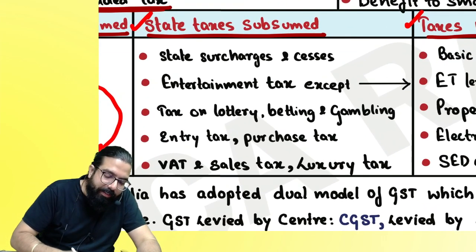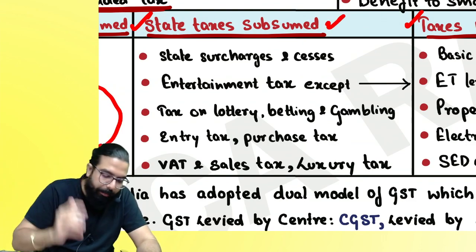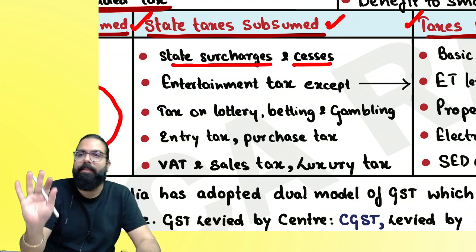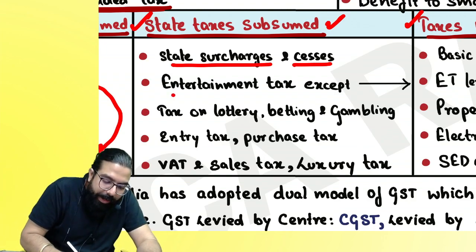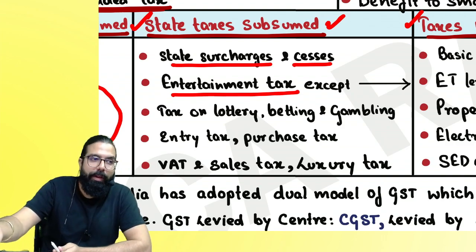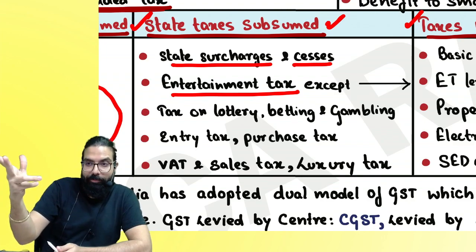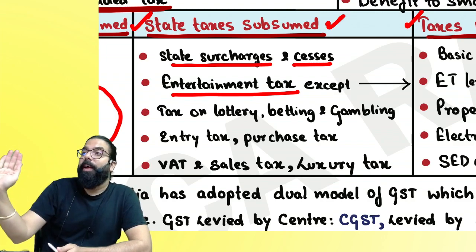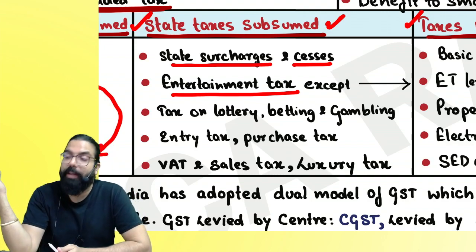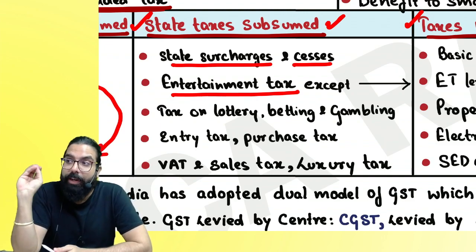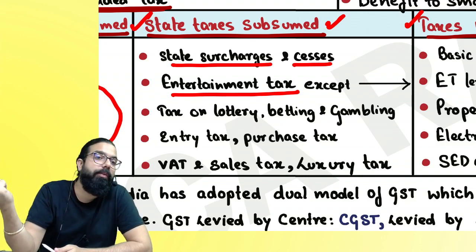Now, what are the state taxes subsumed? That means, what are the state government's taxes which are gone because of the coming of GST? Number one, any state surcharge and cess. If the state government used to charge any surcharge, any cess, that is gone. Entertainment tax. Gagan went to see a movie with his girlfriend back then in 2015. Whomever you want, okay? Everyone over here. When he went to see a movie in 2015, the movie theater used to charge entertainment tax on the ticket. Now that is gone. Now they charge what, everyone?